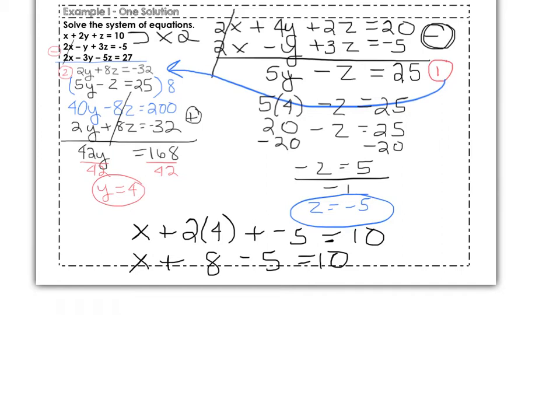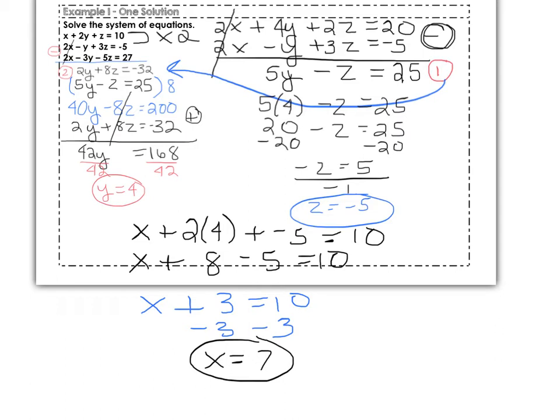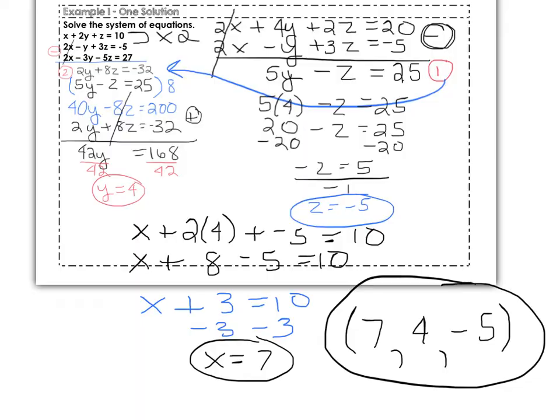I'm going off my own notes here if you can't tell. So then we have x and 8 minus 5, that's going to be a positive 3 equals 10. Subtract 3 from both sides and ta-da! x is equal to 7. Notice that we have all three of our answers, but it's our job to put them in an ordered triple. If you don't know what I'm talking about, make sure you look that definition up. Now our answer looks gorgeous.